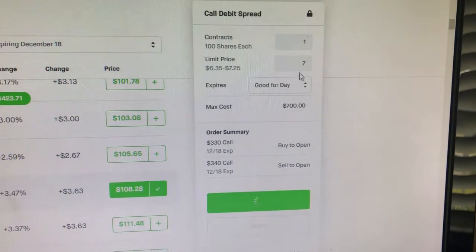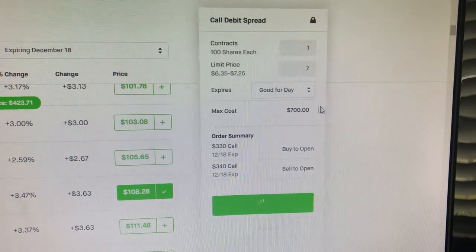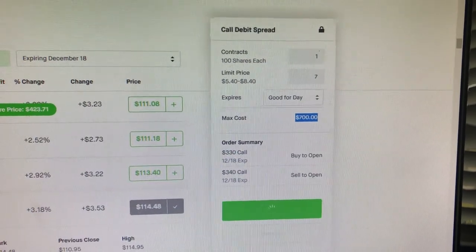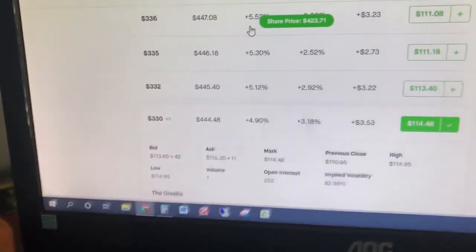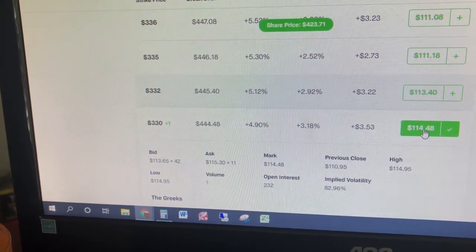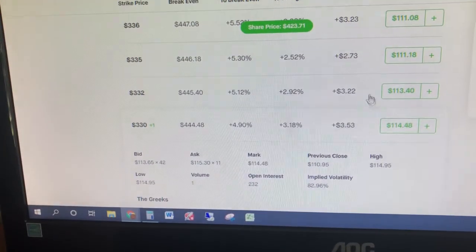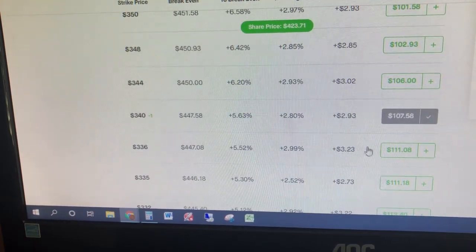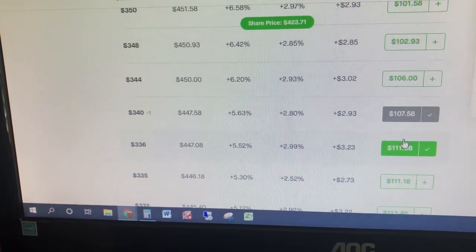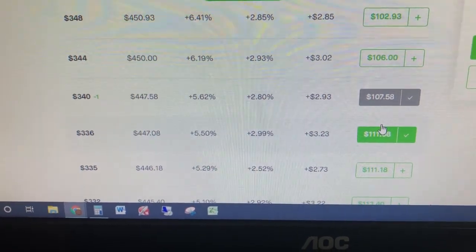I bought one contract, and I'm trying to pay $7, which cost me $700 because they'll always multiply by 100. Now to reemphasize how that works for me: if Tesla is below 330, then I lose everything. Oh, I'm not going to click too much. Okay, good. There we go. So if Tesla is below 330, then I lose everything. And if it goes up to 1,000, then it doesn't matter. It just has to be above 340, and that's my maximum profit.